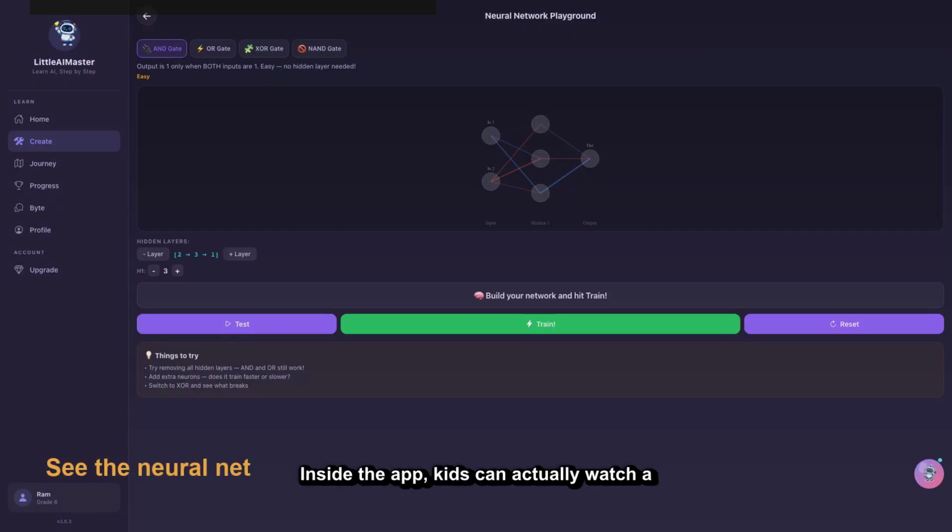Inside the app, kids can actually watch a neural network light up as it learns. That's exactly what's happening during diffusion. Layers of artificial neurons predicting what to remove. Seeing it move, instead of just reading about it, is when the aha lands. But there's still a mystery. How do your words steer the noise?